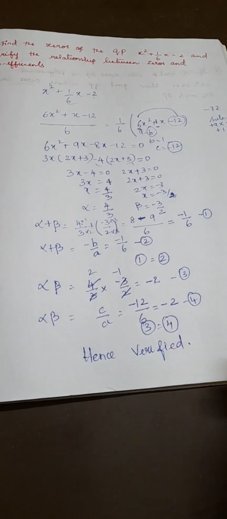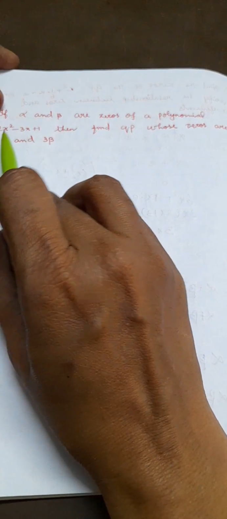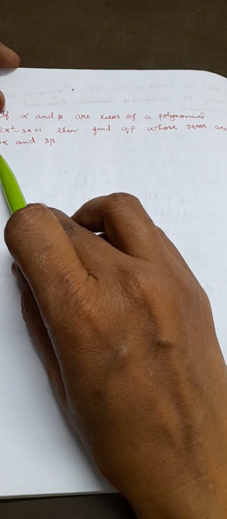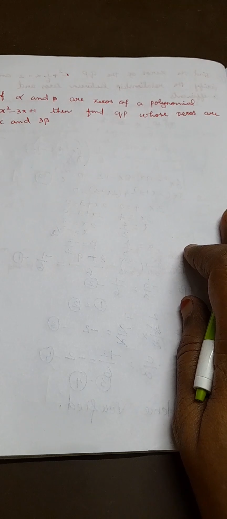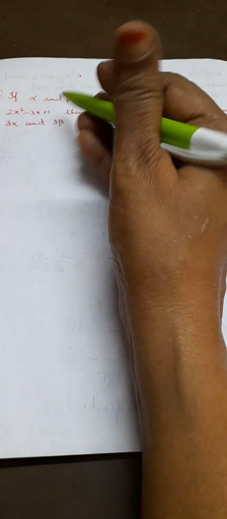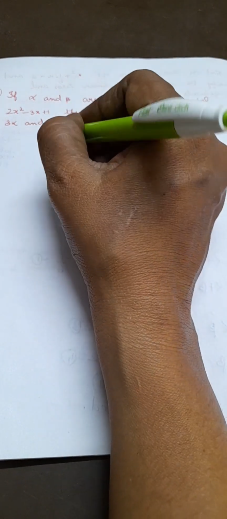Is it clear? Shall we go to the next problem? The next problem says that if alpha and beta are the zeros of the polynomial 2x square minus 3x plus 1, then find the quadratic polynomial whose zeros are 3 alpha and 3 beta. See, this can be done in two ways, right? I am going to do it using the alpha beta way, right?